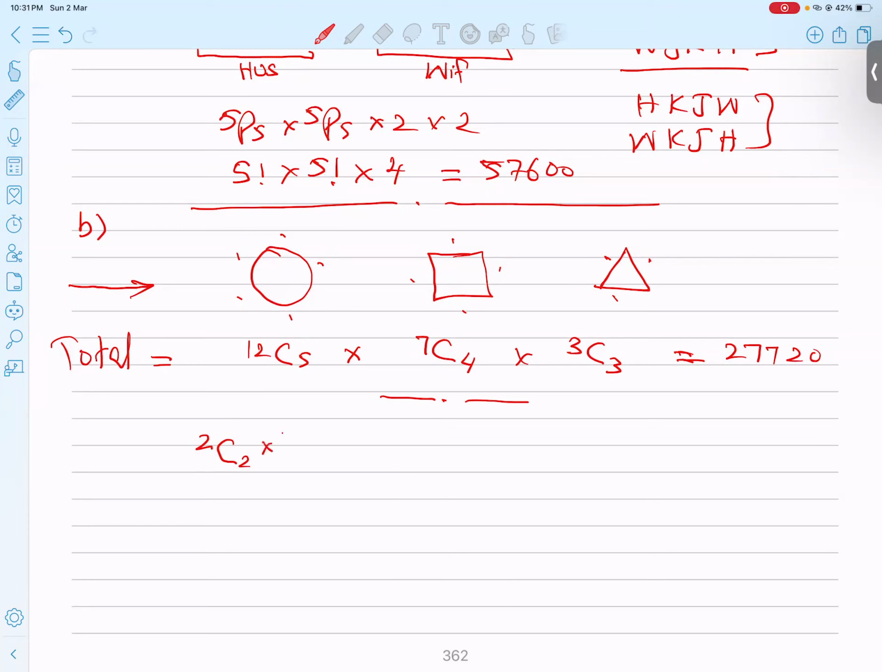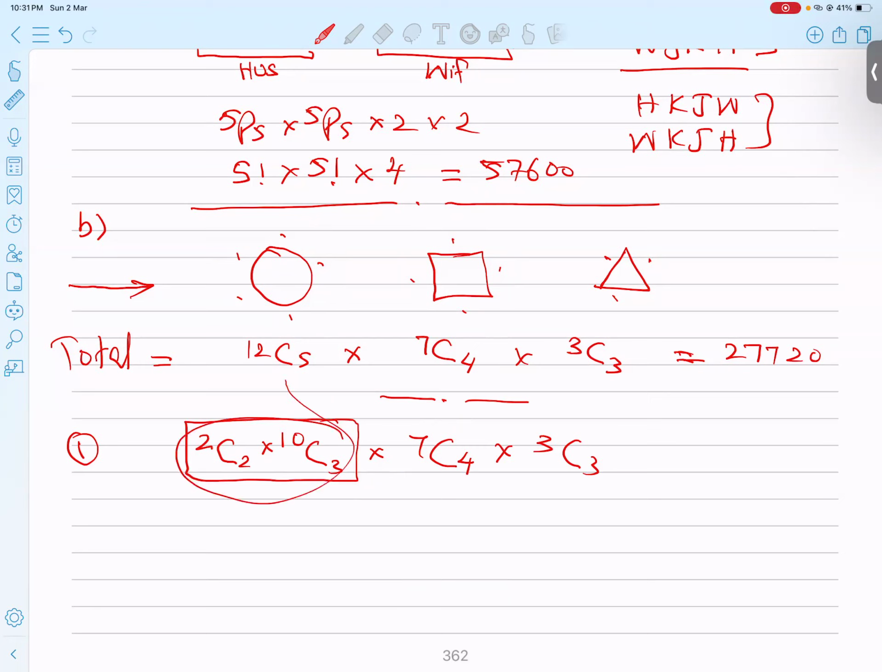So I'm writing here 10C3. I mean, out of 10 people, 3 people will sit here. Okay, done. So now 5 people gone. How many left? Out of 12, 5 gone, so 7 left. So 7 people are available and 4 places are there. So 7C4 and then 3C3. So this is option number 1, if they sit at table number 1.